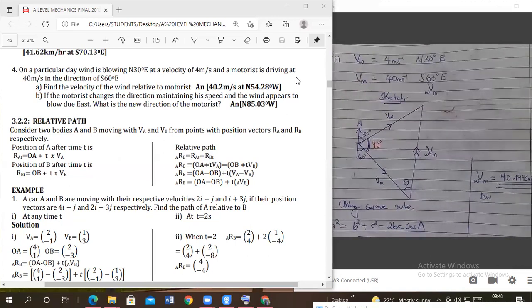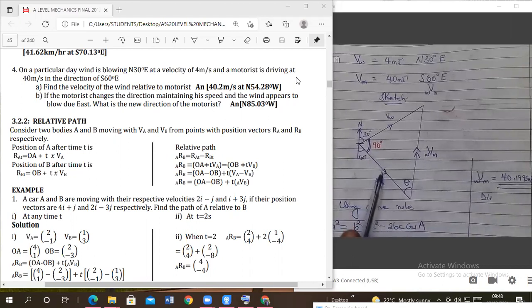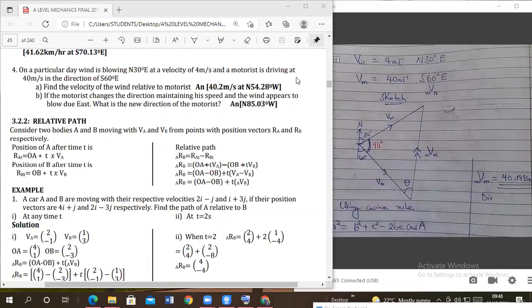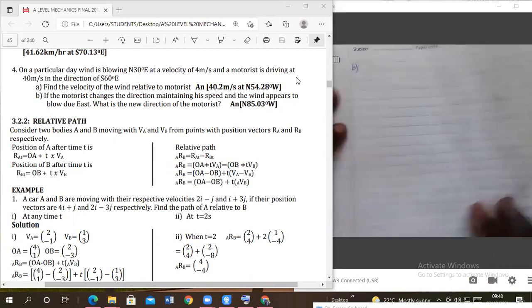So the direction this time will be pointing that side. How will our sketch look like? What should be our sketch this time? They change the direction of the motorist, so the arrow should be pointing the other side now. And then the wind is now blowing due east. So let's have the sketch of that.